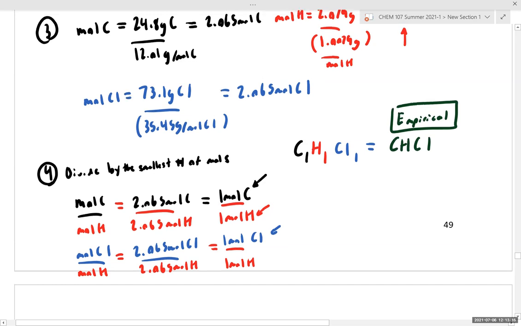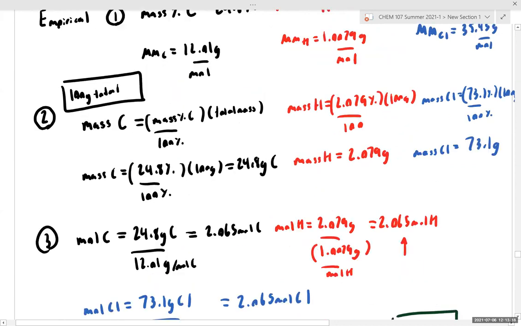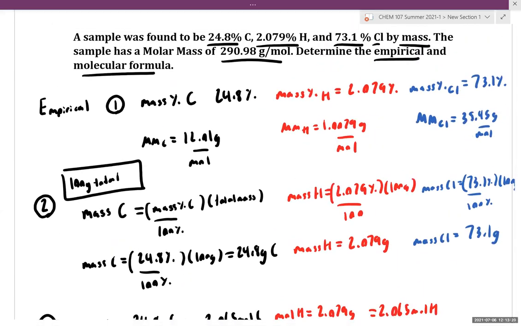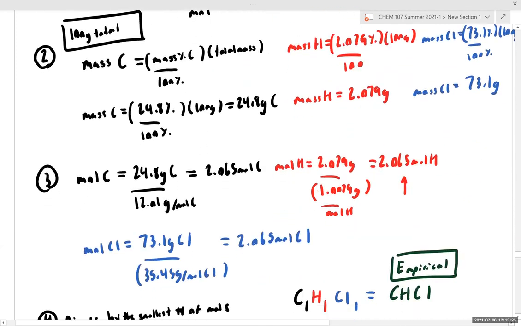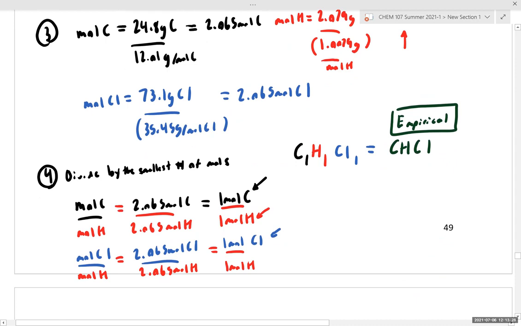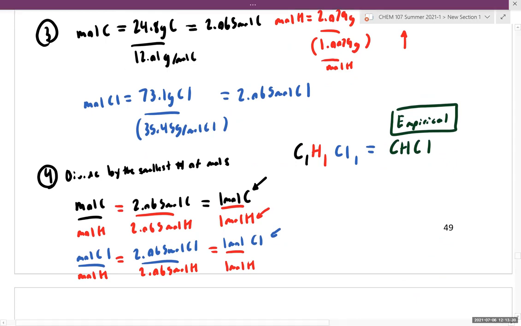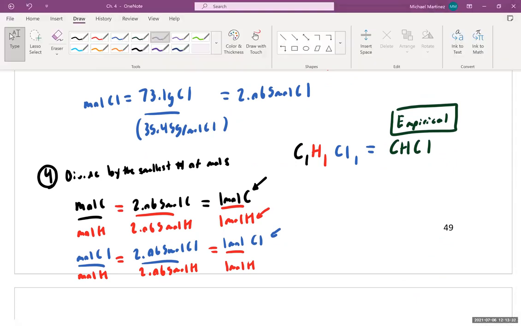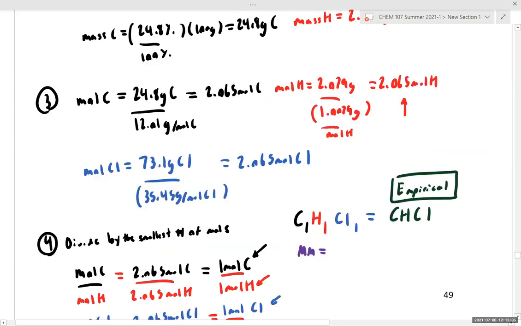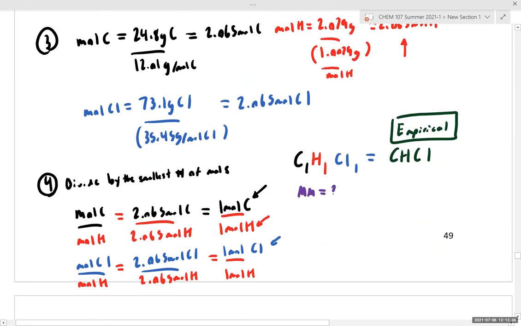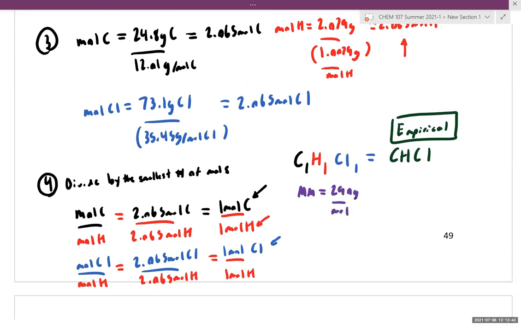Now, in order to complete this problem, if we're given the sample has a molar mass of 290, we actually have all the tools that we need in order to calculate the molecular formula. So let's tie these two parts together. So we have a molar mass of 290 gram per mole.